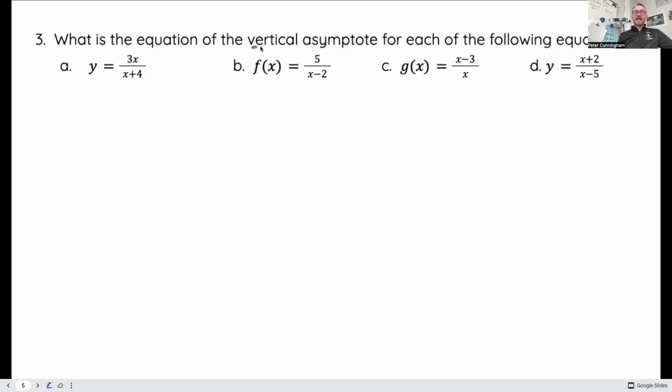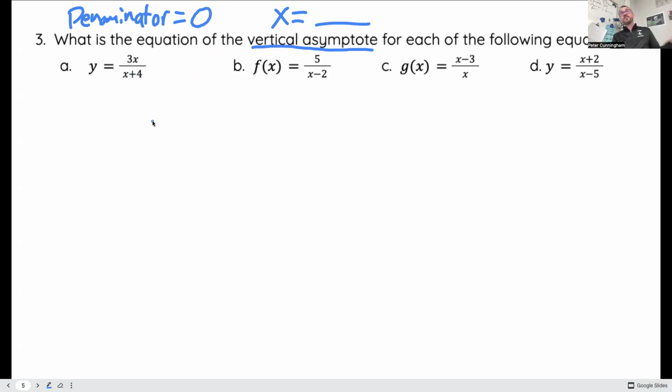All right, so vertical asymptotes. Vertical asymptotes are going to be in the form x equals something. And remember, you're trying to figure out where the denominator equals 0. Why? Because if you divide by 0, the math breaks. So we need to make the denominator equal 0 to find the vertical asymptotes. That's what VA stands for in this case. So if we have x plus 4, how would I make that equal 0? I would make x equal -4.